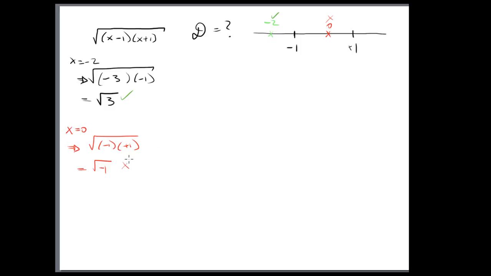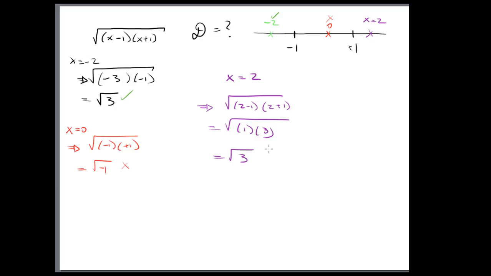All right, well, what if we're on the outside over here with x equal to 2? Then we would have the square root of 2 minus 1 times 2 plus 1. That's the square root of 1 times 3, which is the square root of 3 again, which is, once again, okay. So this region is okay.